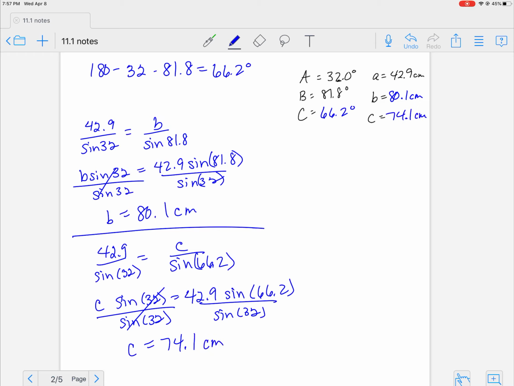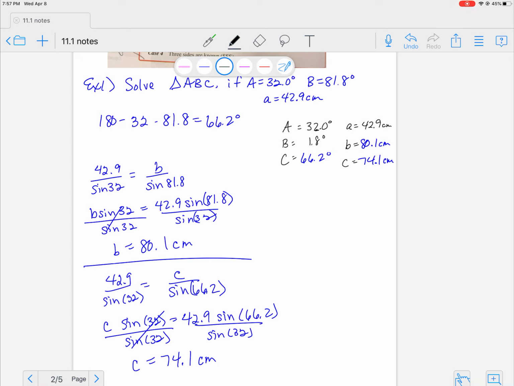If you're not getting that, make sure you're checking it. First of all, you have to be in degree mode. If you're getting something crazy, keep in mind we're talking about degrees here. Then you can plug that in.